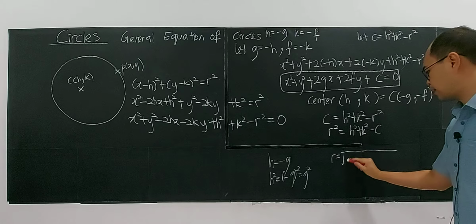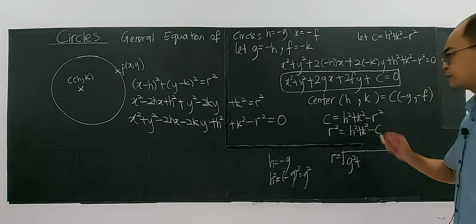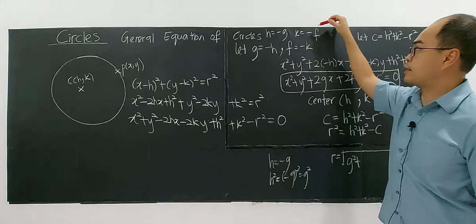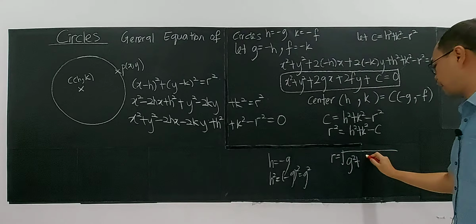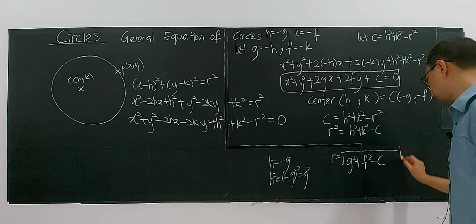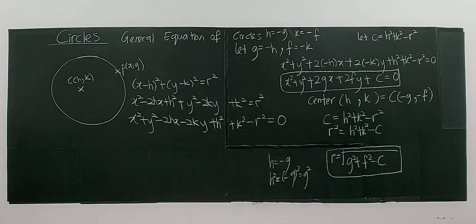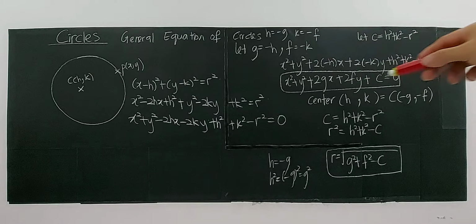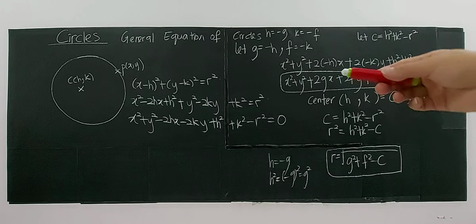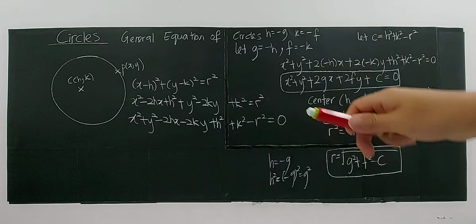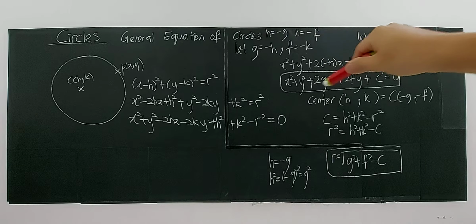So it means the h square now becomes g square. Same thing also for k. As your k square, negative f square, you're getting f square minus c. And this is the formula for radius if the equation were given in general form, right? So this will be the derivation. Okay, this will be the general equation of the circle.